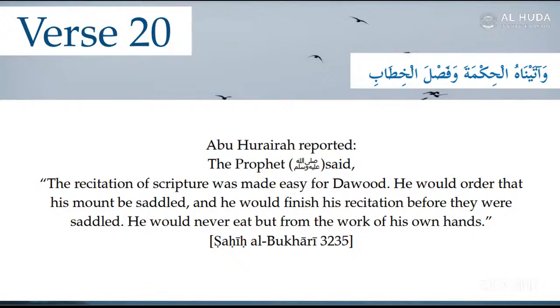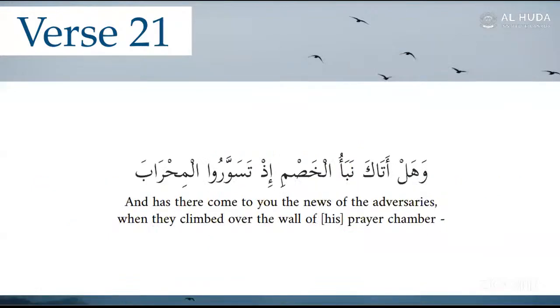So what was Dawood alayhi salam's test? وَهَلْ أَتَاكَ نَبَأُ الْخَصْمِ? And has there come to you, you meaning O Muhammad sallallahu alayhi wasallam, or O Mukhatab, the one addressed, the news of the adversaries, their khabar, their qissa?